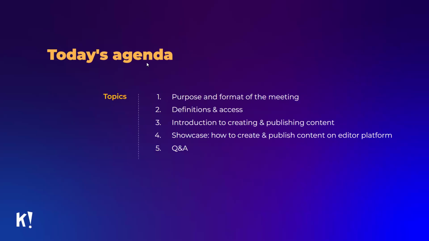So what are we going to do today? We're going to go through the purpose and format of the meeting very quickly. We are going to go through some of the definitions and access for Actimo, so just some of the terminology we might use. And also we want to talk about how we create content. We'll give an overview of how it's created, the different steps along the way for publishing content and then analyzing content afterwards. And I'm going to do a demo myself where I'll show you exactly how we do that within the app.